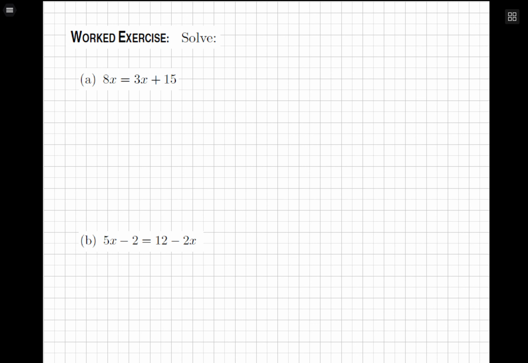First one up, 8x equals 3x plus 15. Hopefully you spotted straight away that 3x is hanging out on the right hand side. We need to get rid of him. We need to do the opposite of plus 3x, which is subtract 3x from both sides. So 8x take away 3x is 5x. And then when we get rid of that 3x from the right hand side, we're just left with the 15.